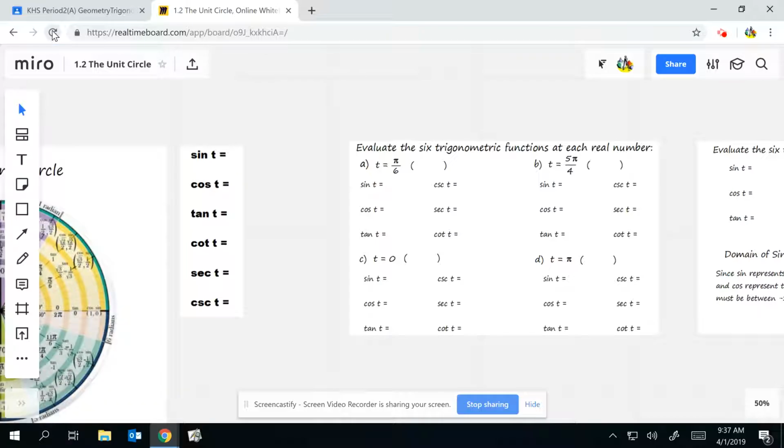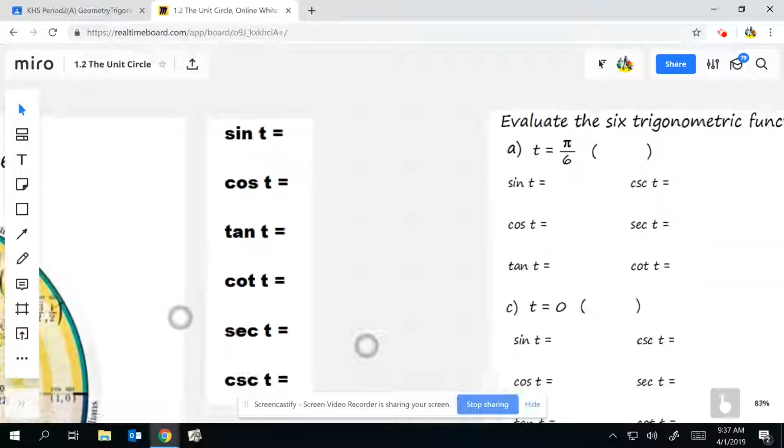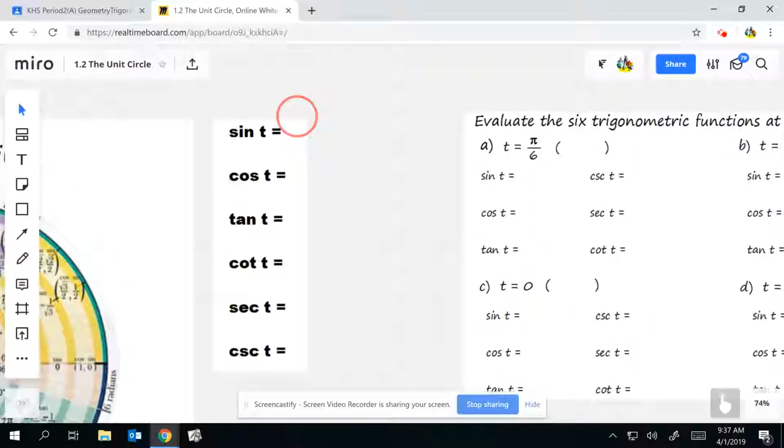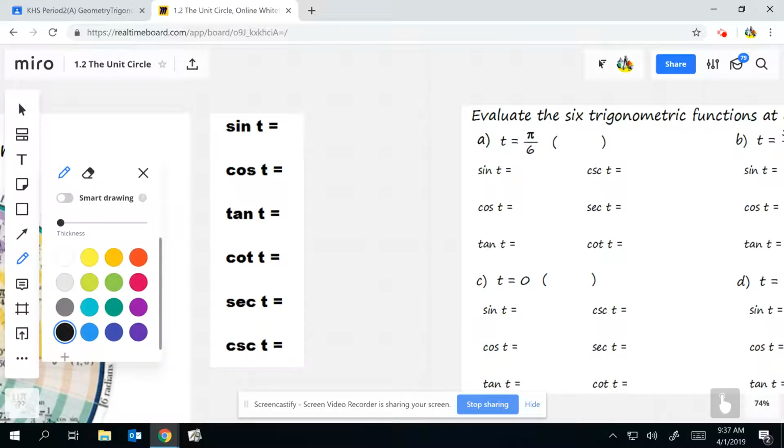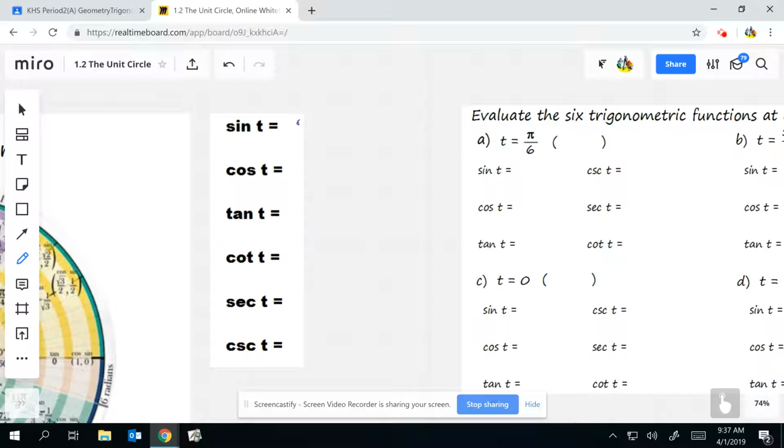I don't know if you noticed there, but there are 3 new trig functions. These are the 3 buttons you have on your calculator. You know what sine is? It's your opposite over your hypotenuse. Your cosine is your adjacent over your hypotenuse. And your tangent we know is opposite over adjacent. Those are the 3 that we've already learned. That's your so-called TOA right there.